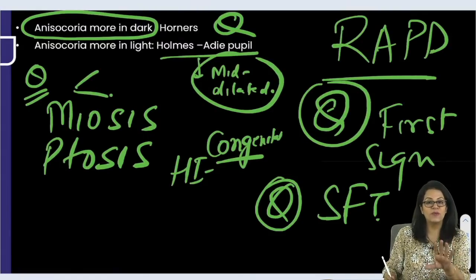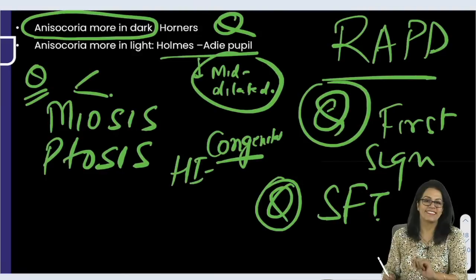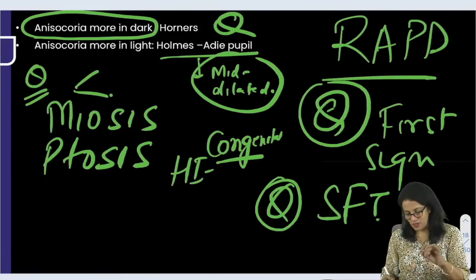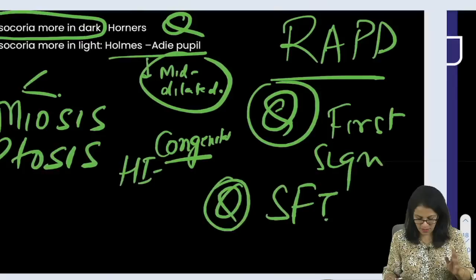Argyll Robertson pupil, everybody knows, is light-near dissociation, where the light reflex is absent and the near reflex is present. Done? Yeah. So that is mainly due to a lesion in the pretectal nucleus. Okay, we come to the next slide.